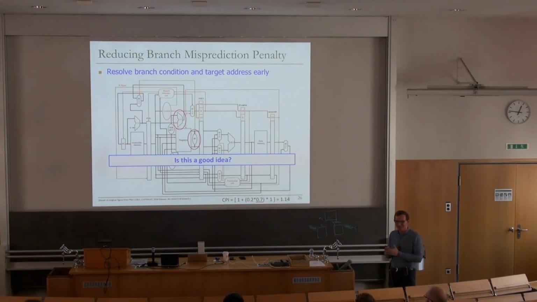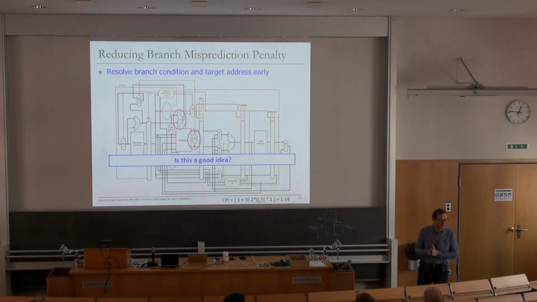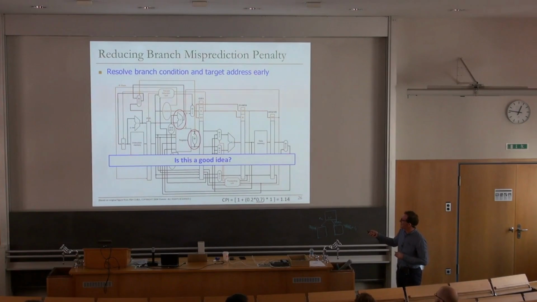What is the answer? Usually the answer is it depends. And that's true in this case also. It really depends on what you've done over here, right? Is this actually going to affect your critical path? Because here we're just looking at CPI, we're not looking at frequency. And remember, performance is always CPI times frequency. In this case, have we lengthened the critical path? I don't know over here, but very likely.